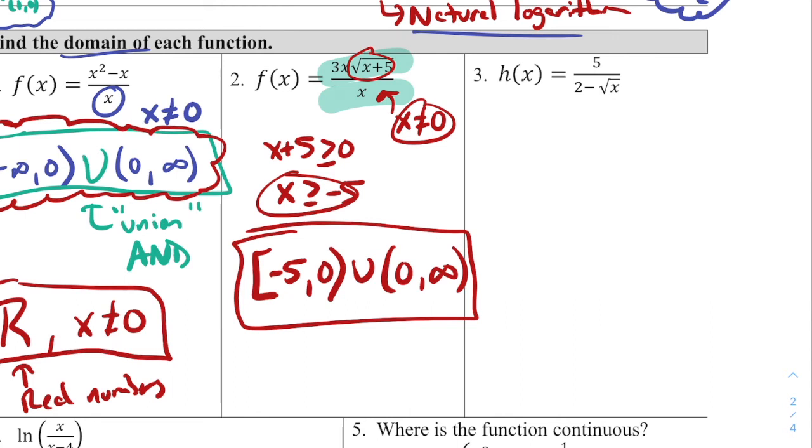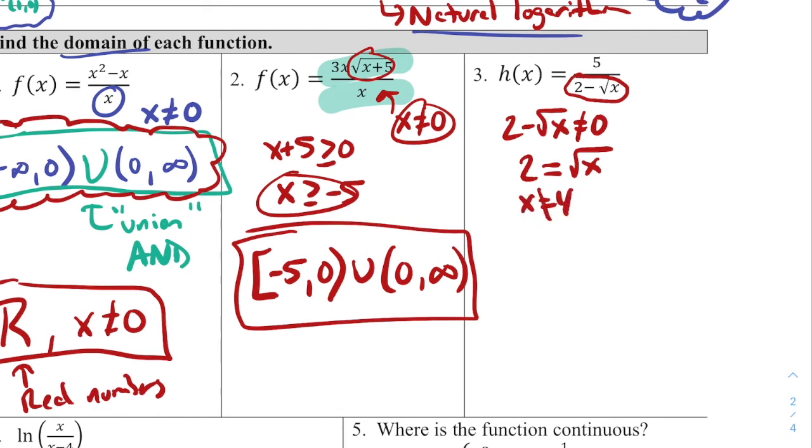Number 3, let's take a look at this. What's our domain? Well, I've got two issues. I know that the whole denominator cannot equal 0. So 2 minus the square root of x cannot equal 0. And if I were to add that to the other side, 2 is equal to the square root of x. And if we square both sides, that would be when x is equal to 4. So I know that x cannot equal 4, otherwise that's going to be a problem.